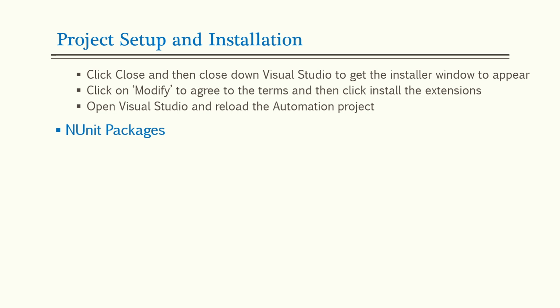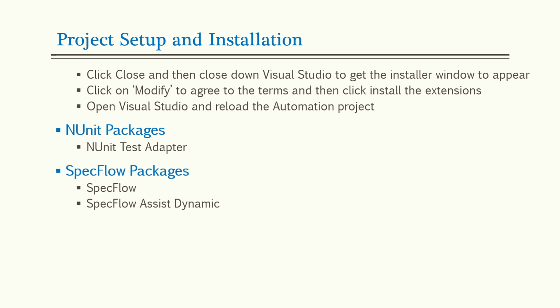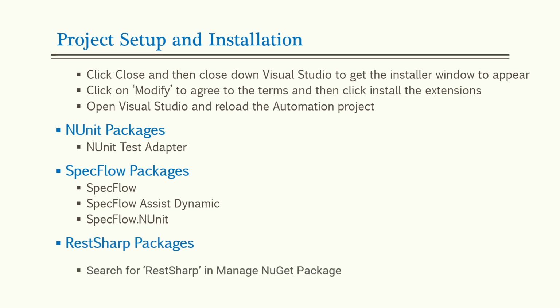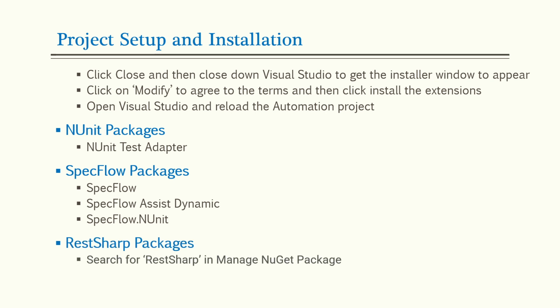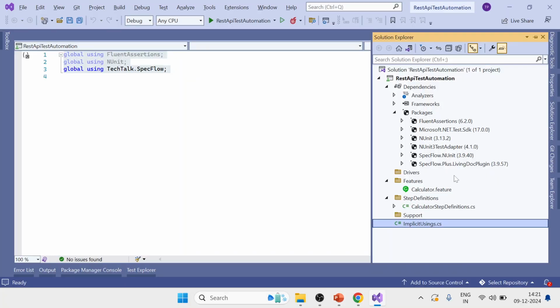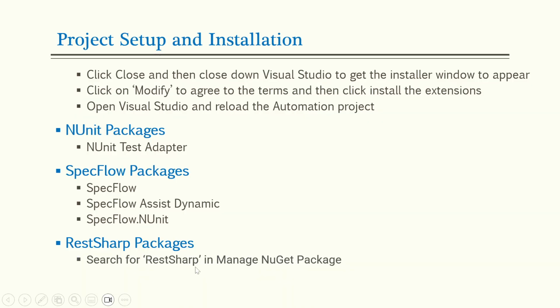Now what next do we need to install? For the NUnit package, you need the NUnit test adapter. For the SpecFlow package, you need SpecFlow, SpecFlow assistant dynamic, SpecFlow.NUnit, and RestSharp packages, that is, search for RestSharp in manage NuGet. So I will show those. NUnit, NUnit test adapter, and SpecFlow.NUnit are already installed, so we don't need to install those, but we need to install the RestSharp NuGet package.